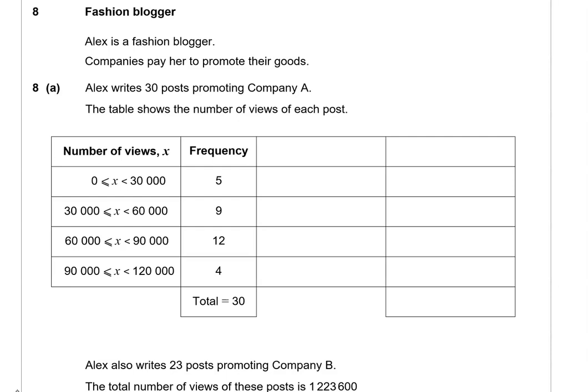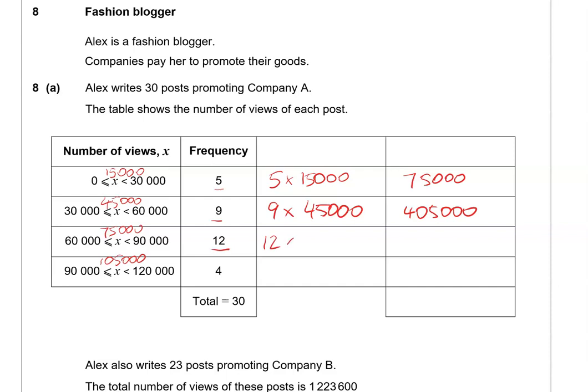Between 0 and 30,000, we've got 15,000. Between 30 and 60,000, we have 45,000. Between 60 and 90,000, we have 75,000. Between 90 and 120,000, we have 105,000. So frequency, it's how many of them. So we'll do 5 times 15,000, which is 75,000. Then we have 9 times 45,000, which is 405,000.